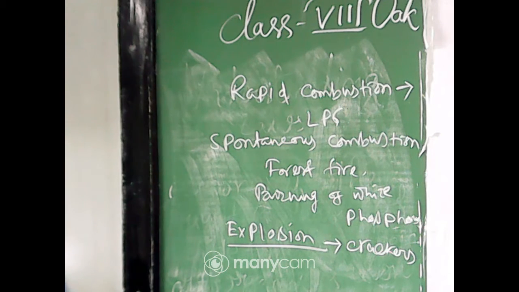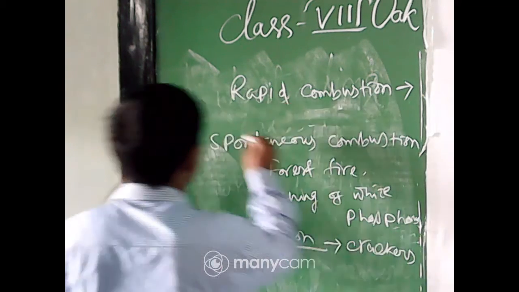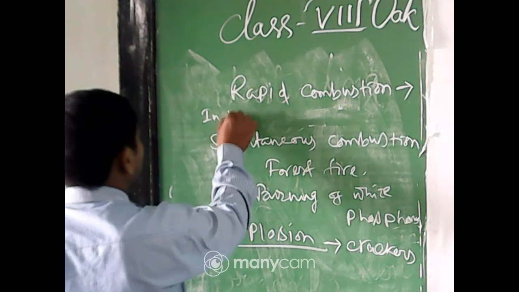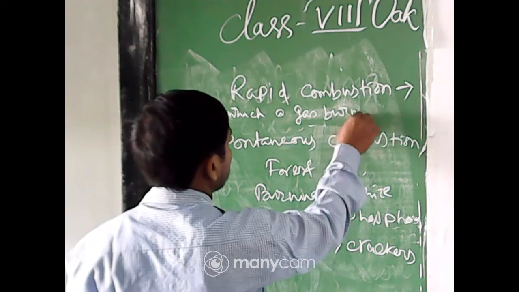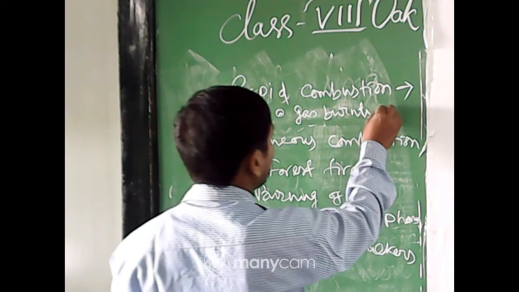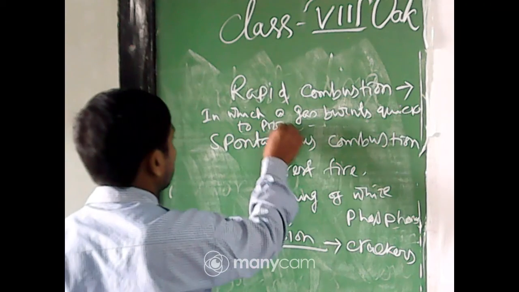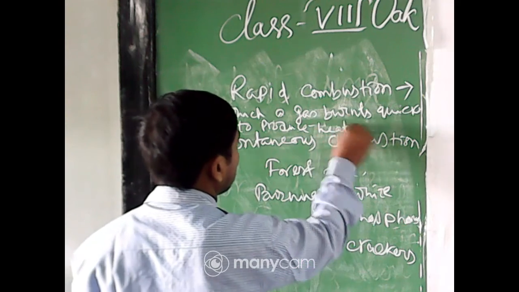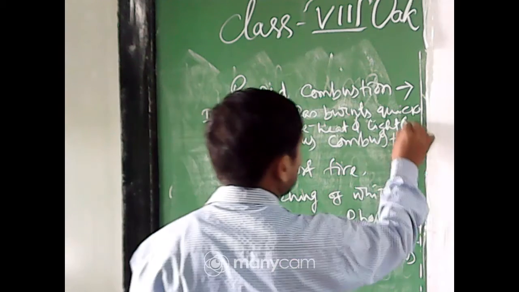Rapid combustion: combustion in which a gas burns quickly to produce heat and light. Example, LPG.